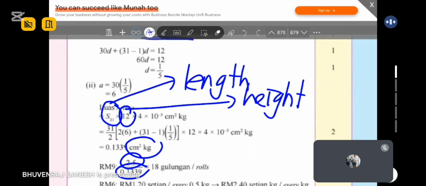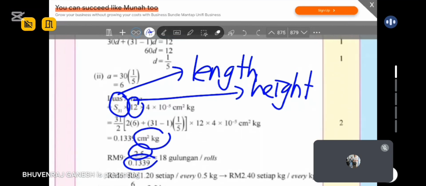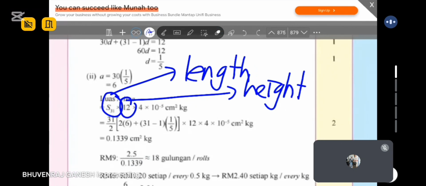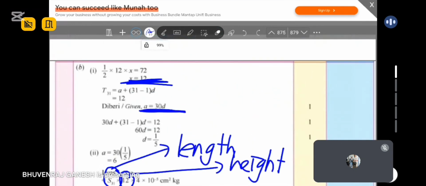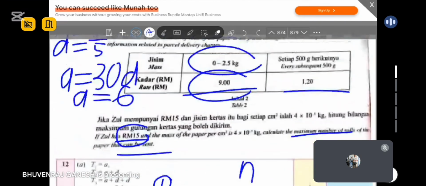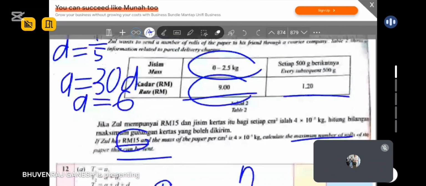So the ratio is RM9. When you take 2.5 divided by 0.1339, you actually get the number of rolls, bilangan gulungan, which is 18 rolls. So RM9, you get 18 rolls, because we are talking about 2.5 kg. 2.5 kg is RM9 based on the table.